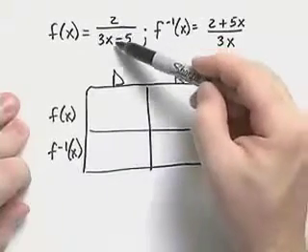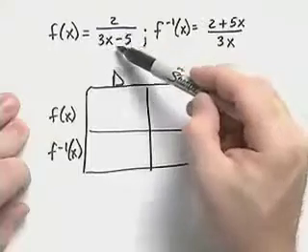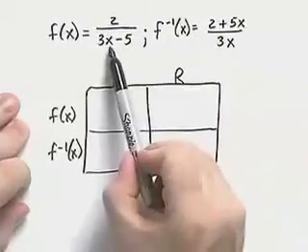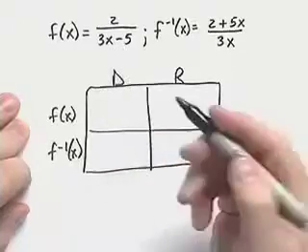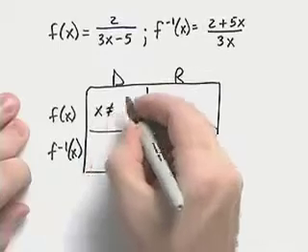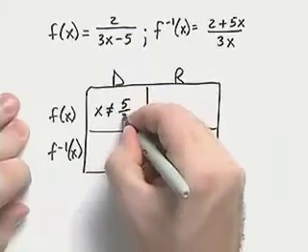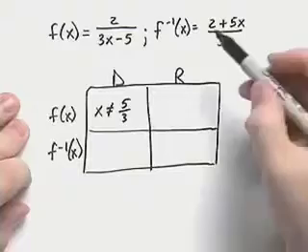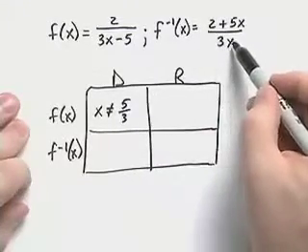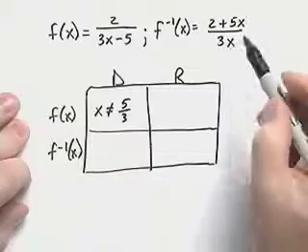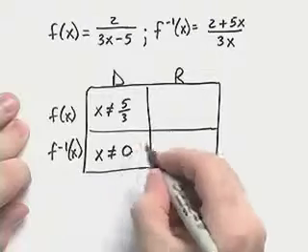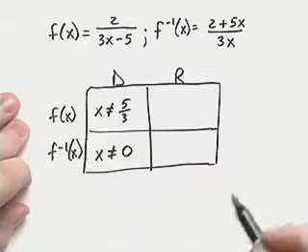The function is a rational function. Remember that the domain is all real numbers except where the denominator will equal 0. We can see that the denominator will equal 0 at positive 5/3. So our domain, we'll say, is x not equal to 5/3. For the inverse function, again, it's a rational function. We look at the denominator and see this denominator will equal 0 when x is equal to 0. And so we'll say our domain here is all numbers x not equal to 0.